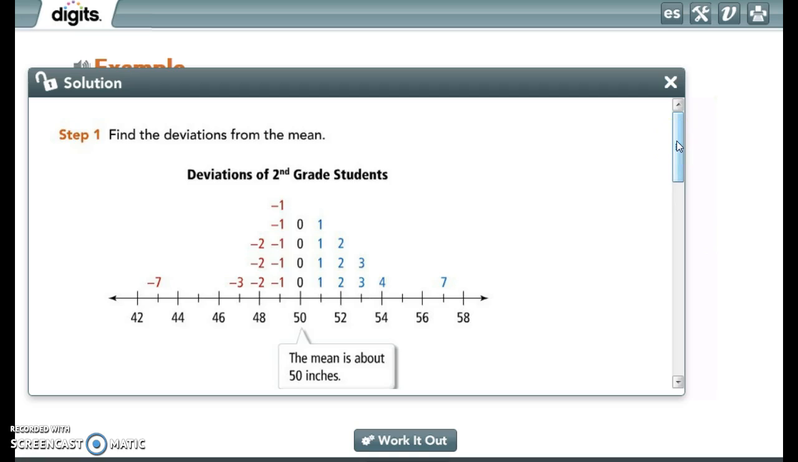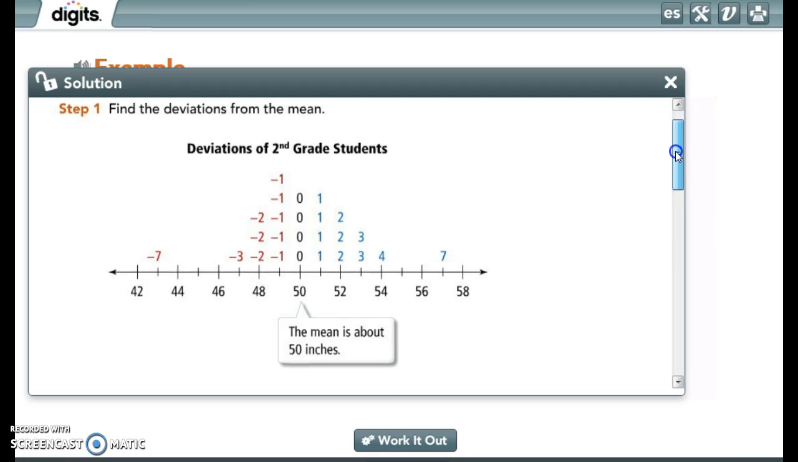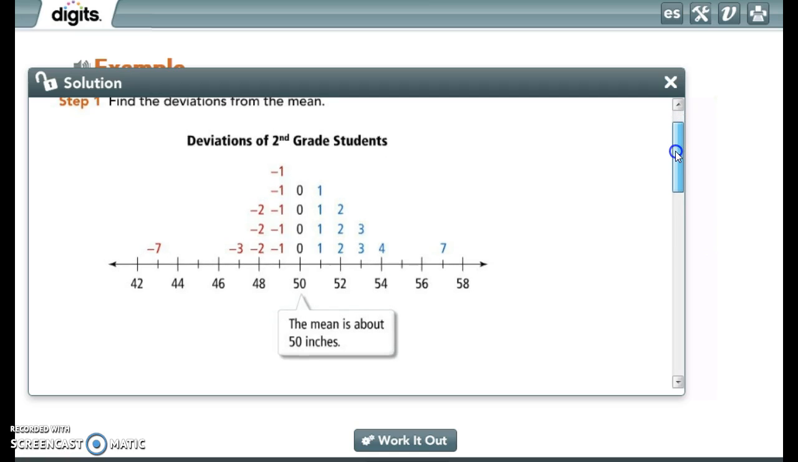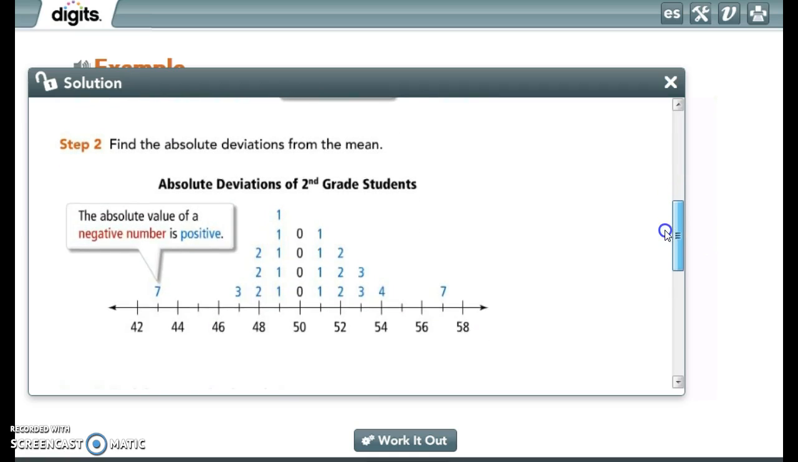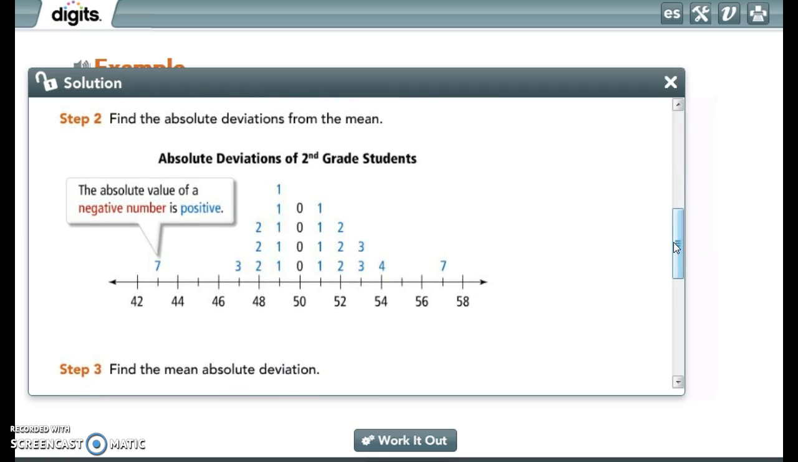So now that you're finished with your deviations, you want to find the absolute deviation. So think taking the absolute value of all of your numbers. Really, all of those negatives just become positive. So take a minute to change your negatives into positives. This is telling us the absolute value of how far away every single data point is from our mean of 50.